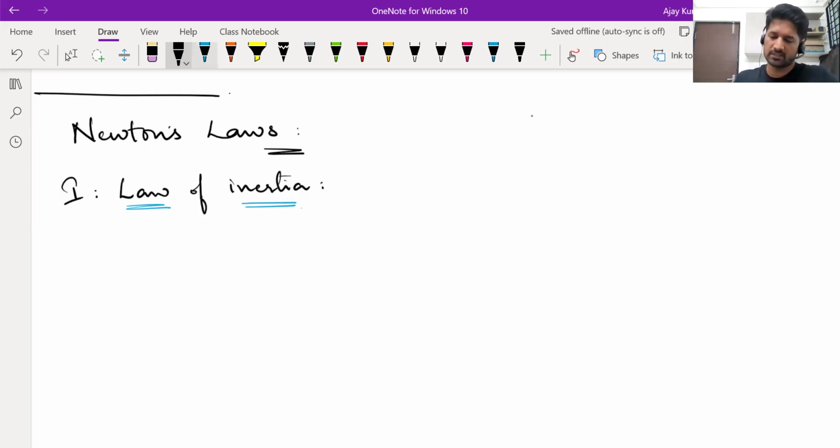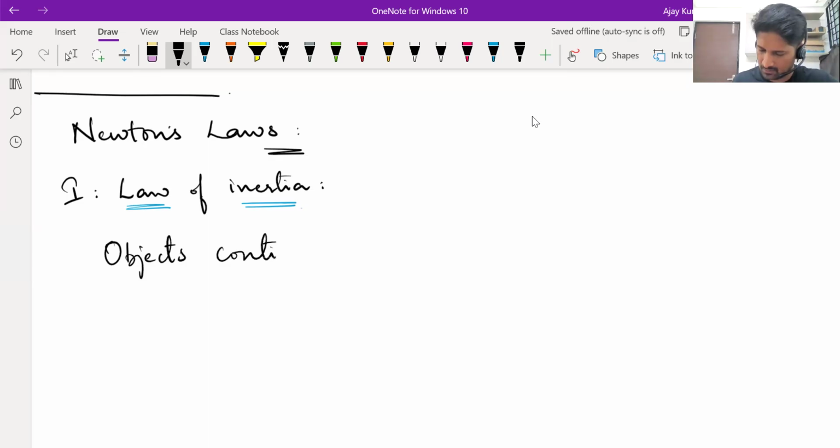Now the law of inertia, or Newton's first law, states that any object will continue in its present state. If it's at rest, it will continue to be at rest. If it's moving, it will continue to move like that, unless acted upon by a net external force. Okay, so let me quickly write that statement here.